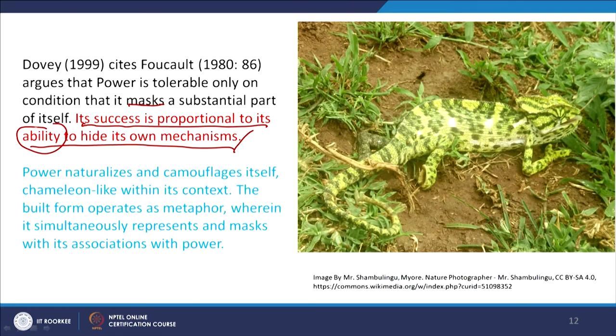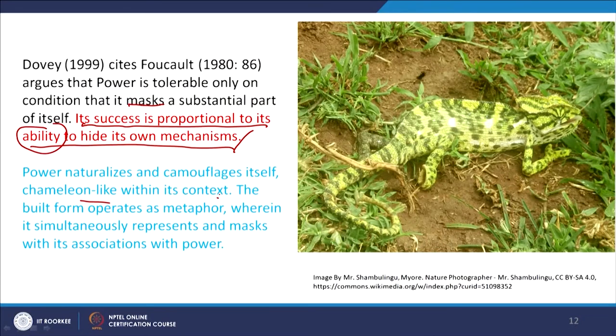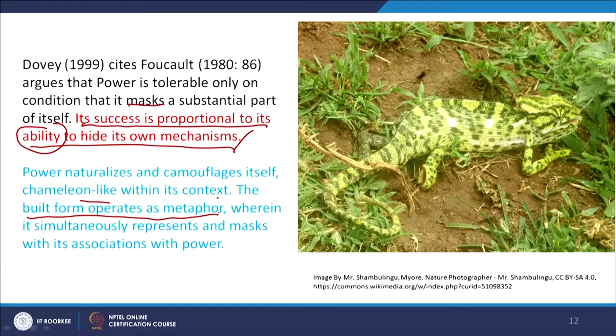And when we are talking in a built environment context, he talks about how power naturally camouflages itself like a chameleon-like construct. So, in the built form, what you see in this picture is the chameleon adapting to the nature it is crawling around, and the moment it goes onto a green texture, it blends with the green colors. So here, what is important is that the built form operates as a metaphor, wherein it simultaneously represents and masks its association with power.